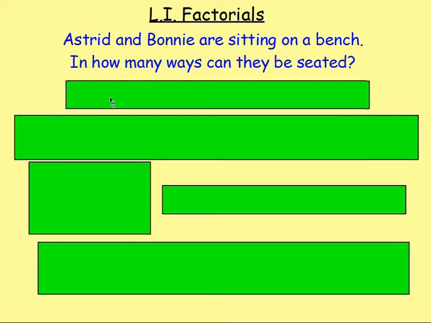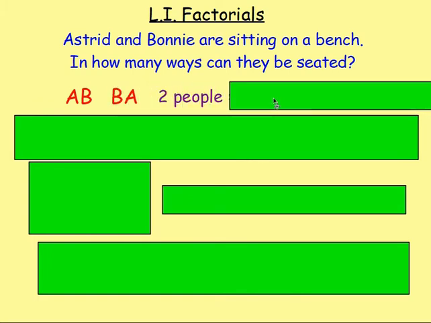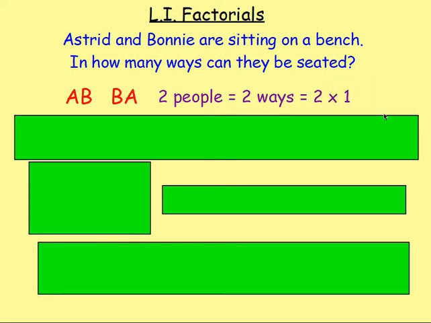Well, what we could have is Astrid and then Bonnie, or we could flip them around and have Bonnie and then Astrid. So if there's two people, there are two different ways that they can be seated at the bench. Note that the number of ways, 2, is equal to 2 times 1.